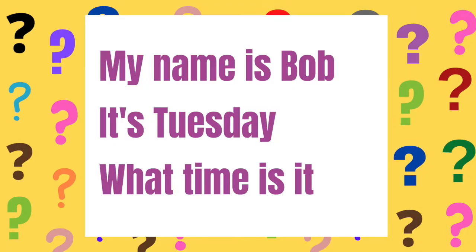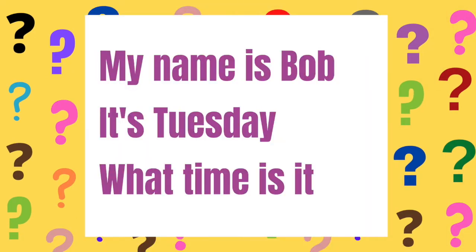If you have a look at the examples here, we've got 3 sentences. My name is Bob. It's Tuesday. What time is it? If you have a look at my name is Bob, it's a piece of information. It's not asking anything. It does not need an answer. If you have a look at the next sentence, it's Tuesday. It's a piece of information. It's not asking anything, and it doesn't need an answer. So those 2 sentences can have a normal full stop at the end. If you have a look at the third one, what time is it?